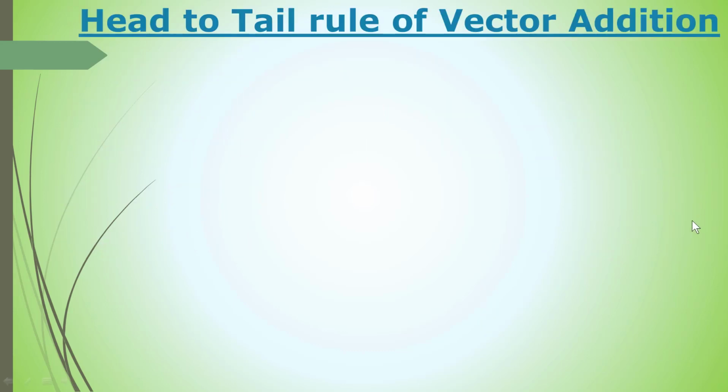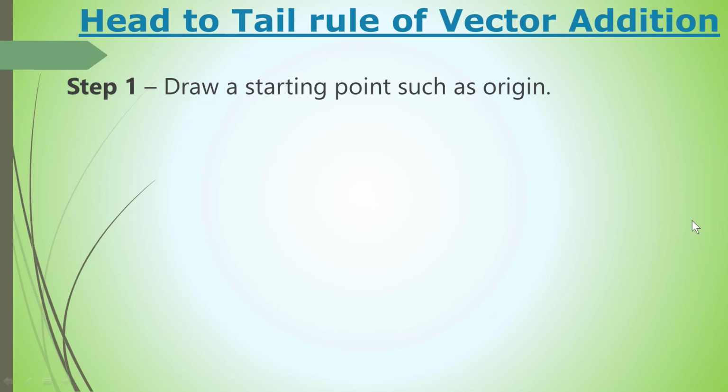Let's check it out in detail. What is the head to tail rule? We have to follow some steps. First step, draw a starting point such as the origin, the starting point of your figure where you are going to draw the vectors. Second step, decide a suitable scale. This decision is important. If we have a vector which is a force, let's say 100 Newton force, we cannot draw that 100 Newton force on paper. So first we will select a suitable scale.